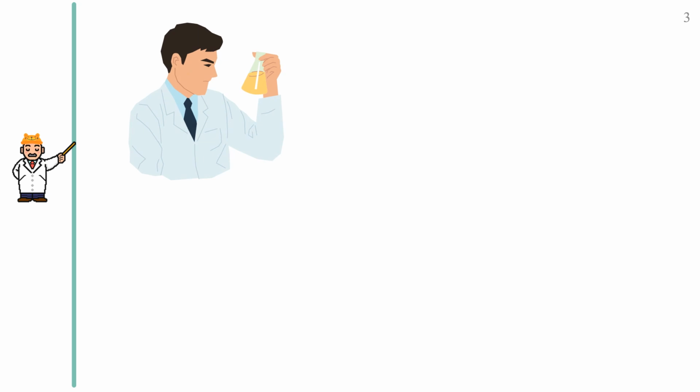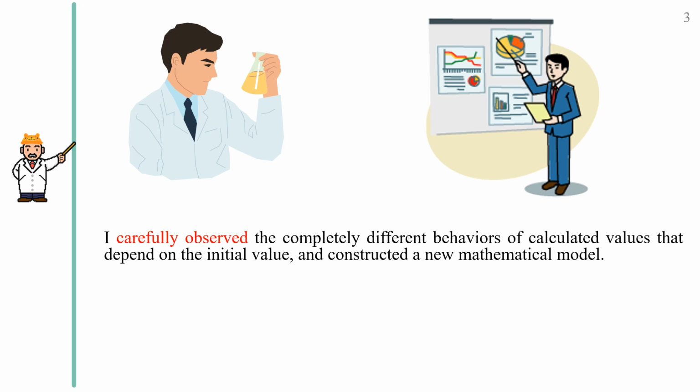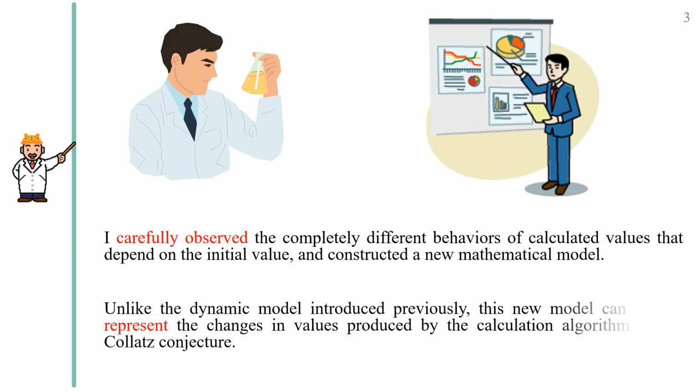As I mentioned in a previous video about the Collatz conjecture, I am not a mathematician. I am a chemical engineer who uses mathematical methods to clarify the characteristics of reaction phenomena. Therefore, I treated the values obtained by iterative calculation in the same way as experimental data handled in chemical engineering. I carefully observed the completely different behaviors of calculated values that depend on the initial value and constructed a new mathematical model. Unlike the dynamic model introduced previously, this new model can strictly represent the changes in values produced by the calculation algorithm of the Collatz conjecture.